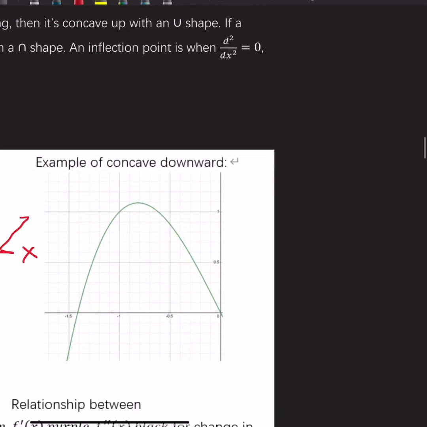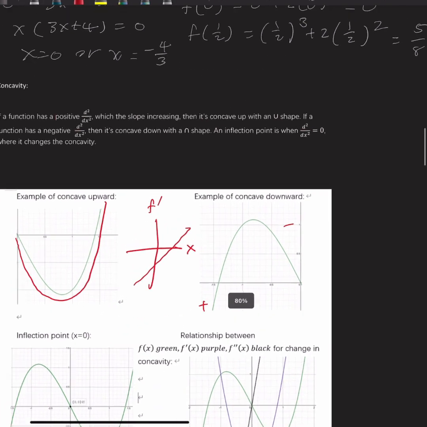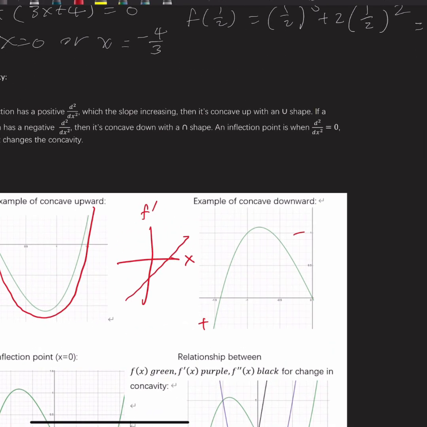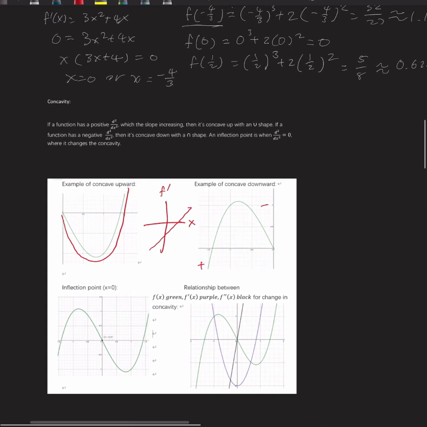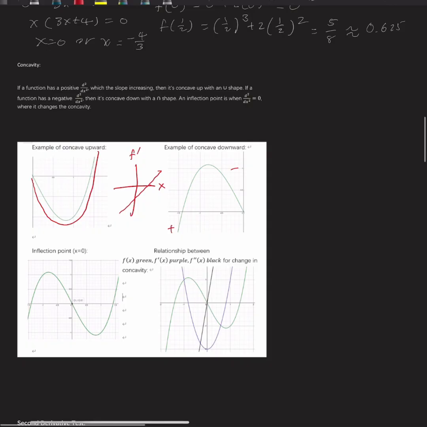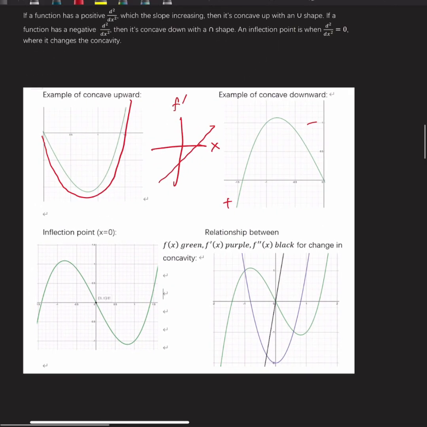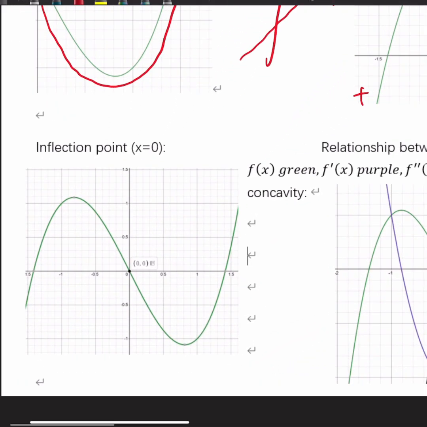At first, the slope is positive and it turns to negative slope. So it has a negative second derivative, which is concave down with a downward U shape. An inflection point is basically changing concavity. So we see here at x equal to 0, it's changing from concave downward to concave upward.